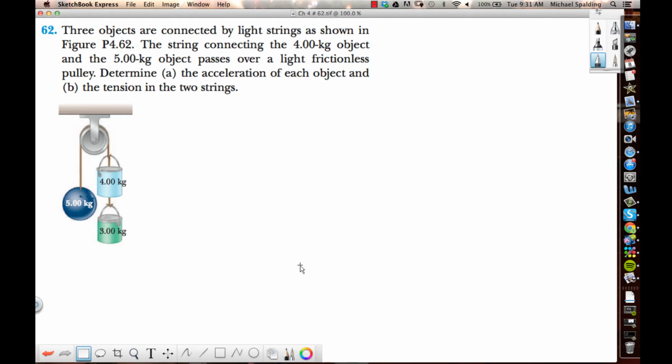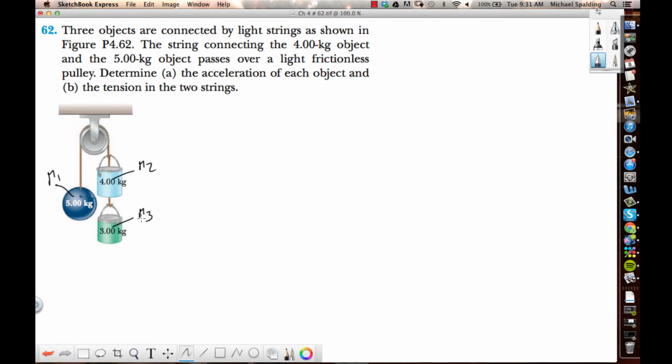All right, number 62. Three objects connected by strings as shown in the diagram. The pulley's frictionless. So we got 5 kilogram, 4 kilogram, 3 kilogram. So let's just label these guys. The 5 kilogram guy will be M1, the 4 kilogram guy will be M2, the 3 kilogram guy will be M3.